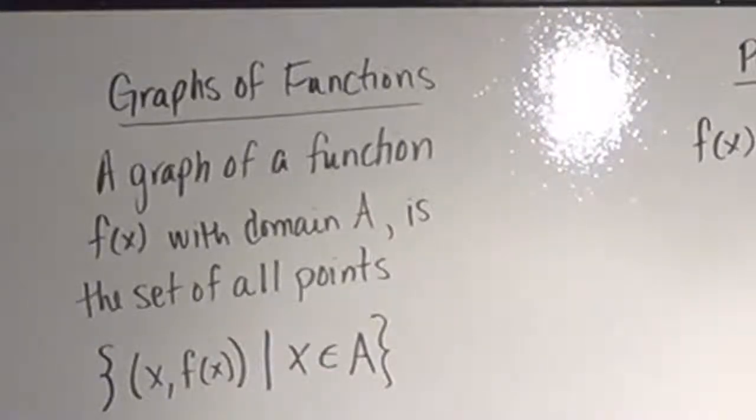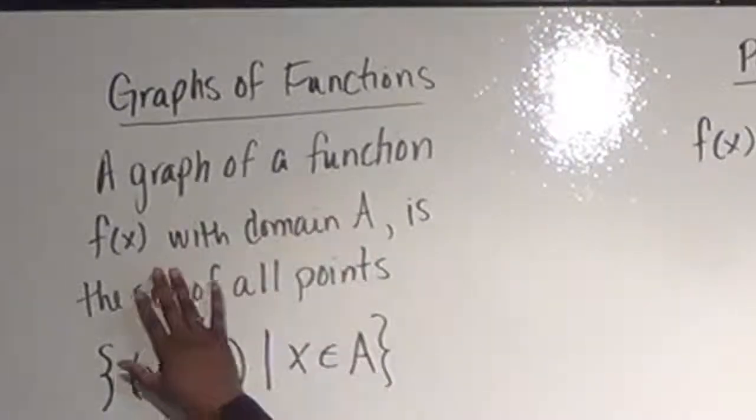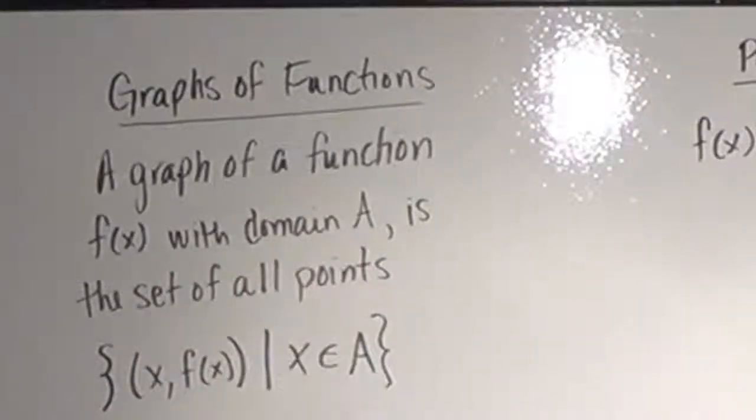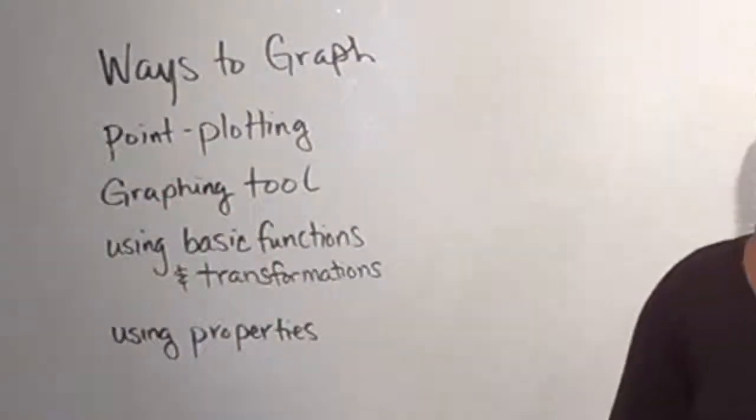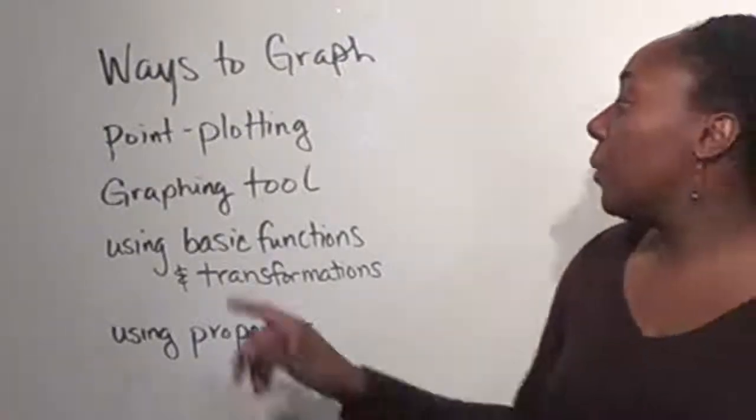As we mentioned before, one of the four representations of a function that we're going to look at is graphs of functions. A graph of a function f of x with domain A is the set of all points x comma f of x where x is an element in A. There are different ways we can graph a function. The first is point plotting, which we'll talk a little bit about in this video.